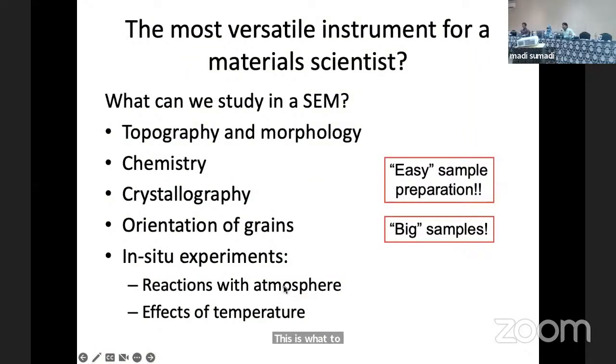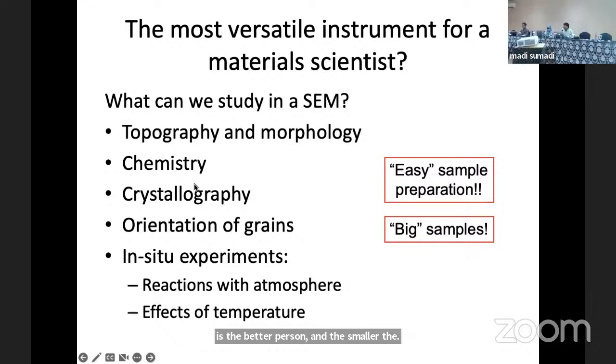In comparison to the laborious process of electron microscopy TEM, this is a very simple preparation. You don't need to do so much work. Sample preparation takes half a day, and then another half day, maximum one day or 8 hours, and you have the results. So it's an easy sample, and you need big samples. The bigger is the better for SEM, and the smaller is the better for TEM.